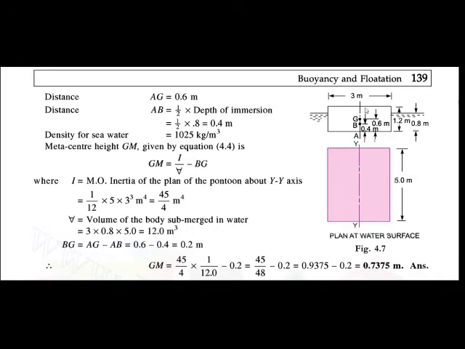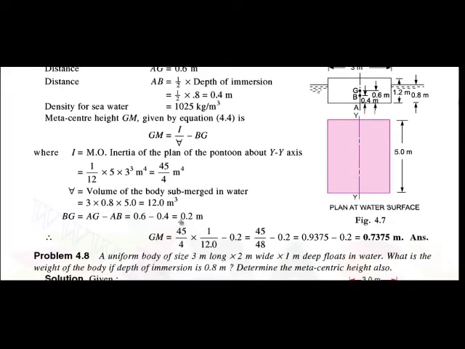Then from B to G we have to calculate the distance BG. In the figure you can see AG minus AB gives the value of BG. We know the value of AG is 0.6, AB is 0.4, so by subtracting 0.6 minus 0.4, we get the value of B to G, which is equal to 0.2 meter. Then GM is equal to I upon volume of the water submerged in the liquid minus BG.